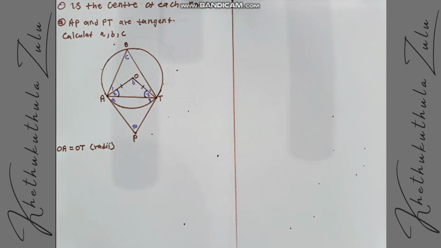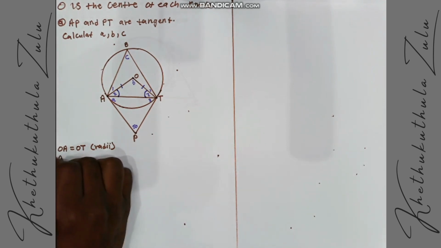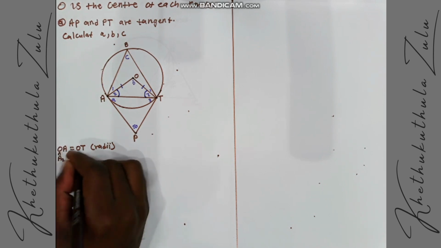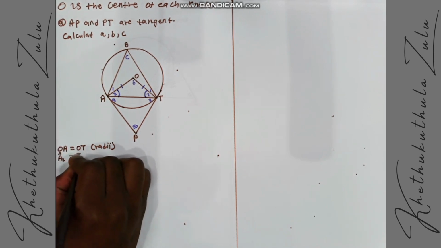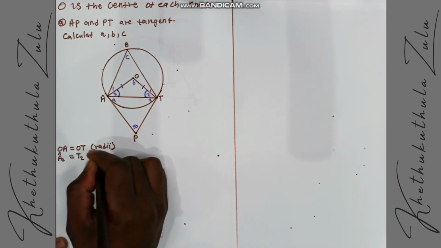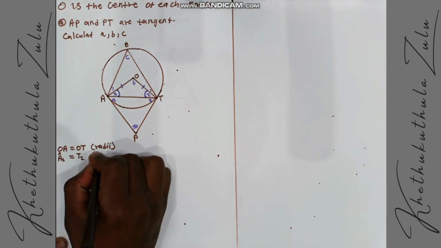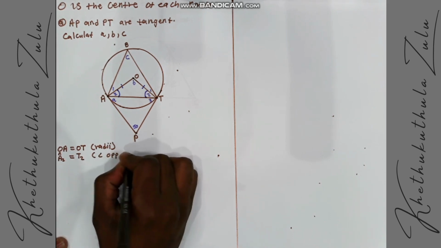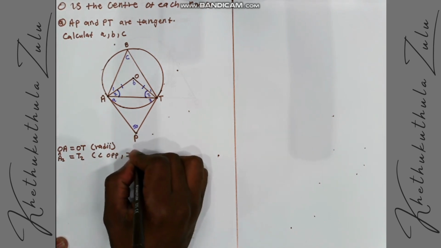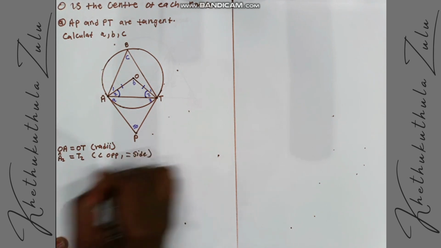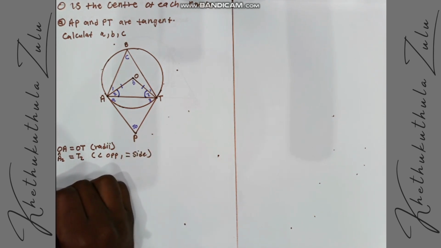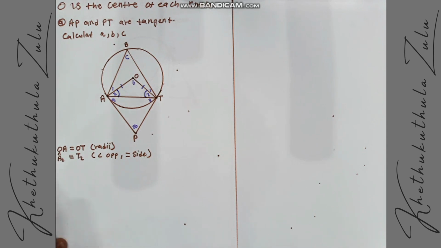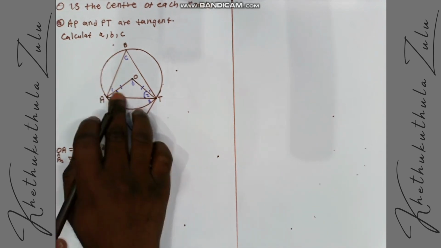Why I'm saying that: angle A2 is equal to angle T2. Why? Angles opposite equal sides, which is an isosceles triangle. Then from there, now these two are equal.